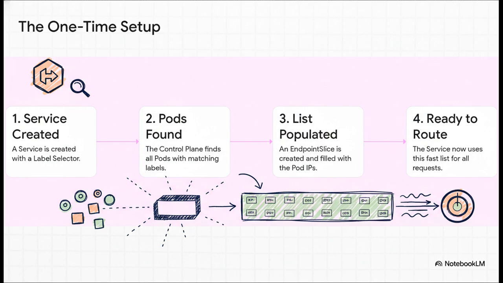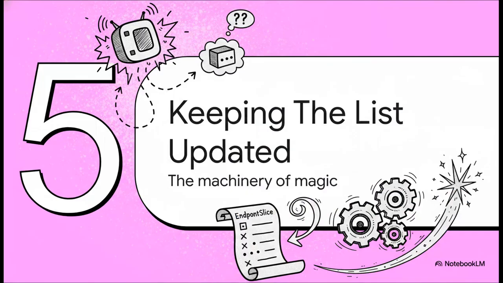You create the service, the control plane does a quick, one-time scan with the selector. It builds the endpoint slice list with all the right IPs, and from that moment on, every single routing decision is made by just glancing at this super fast list. No more searching, no more scanning. Okay, but wait, you might be wondering, what happens when a pod crashes and gets a new IP? How does that cheat sheet, the endpoint slice, stay up to date?